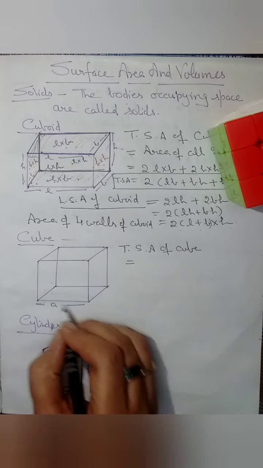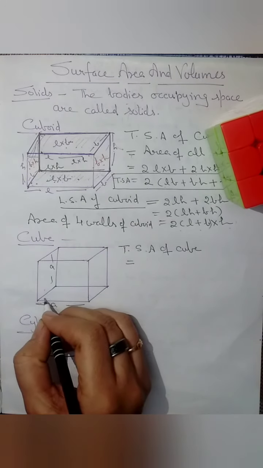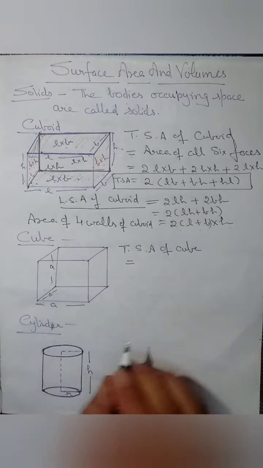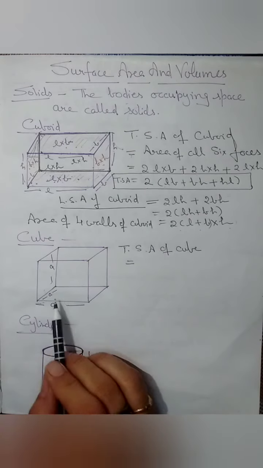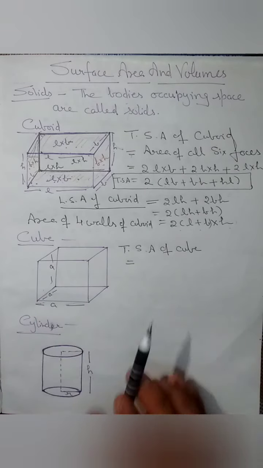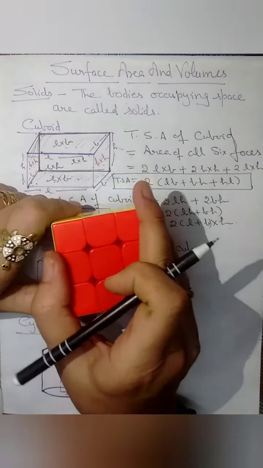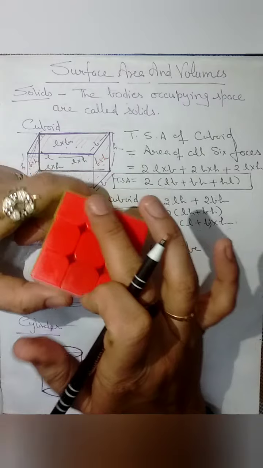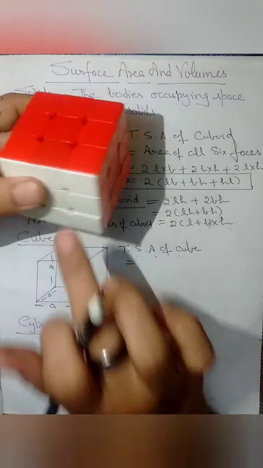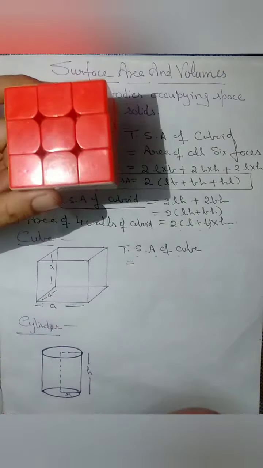Now total surface area of cube. Suppose its dimension is equal to A. This is a cube with all sides equal, that is A. TSA of cube, as we know all the faces are squares. So how many squares are there? 1, 2, 3, 4, 5, 6 squares.